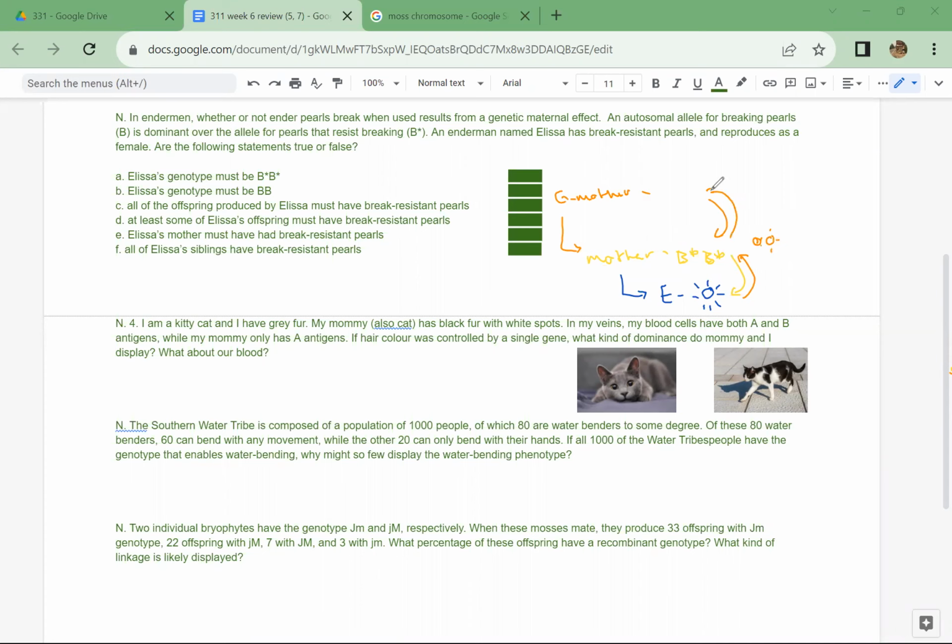Just as we could infer the mother's genotype from the child's phenotype, we can use the mother's genotype to infer the child's phenotype, but we weren't given the mother's genotype or the grandmother's genotype. Therefore, we cannot infer this mother's phenotype. So it is not true that Elisa's mother must have had break-resistant pearls. I'm so sorry for messing that up.